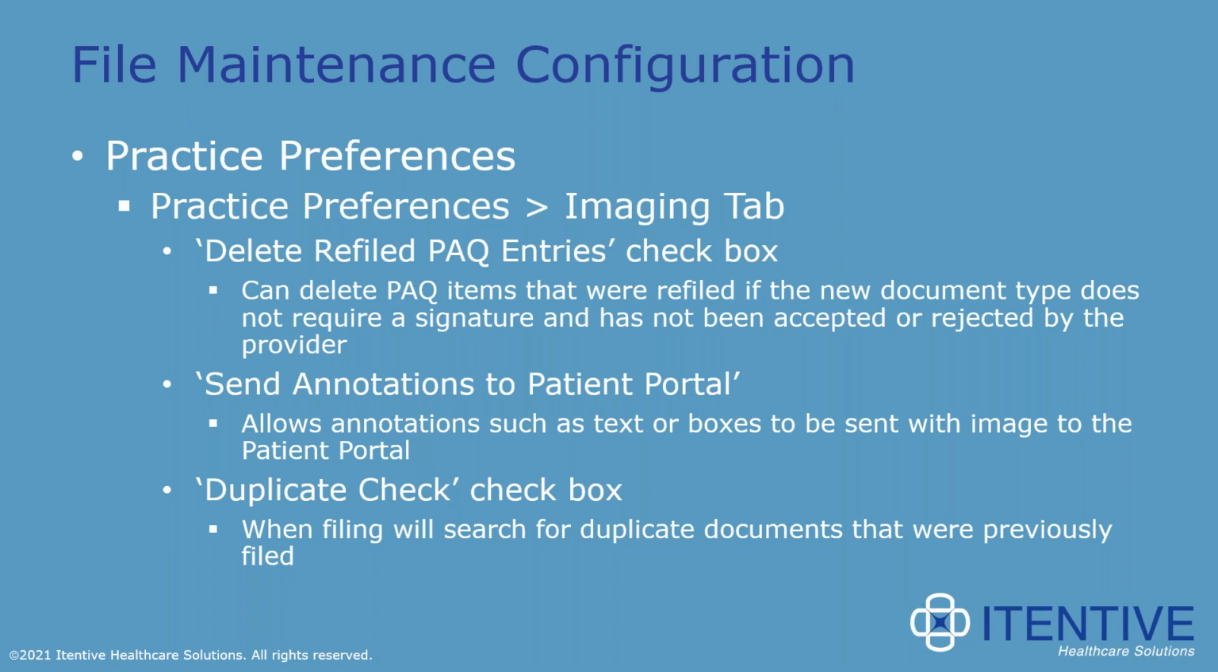And then there's also a practice preference that I mentioned on a previous slide, and that is to check for duplicate documents. If it's selected, as well as that duplicate check being enabled for your document types, then the system will alert the user when it appears that an item has already been scanned for that particular patient. So you would turn it on here at the practice level, and then you would also want to turn it on for your individual document types as well.